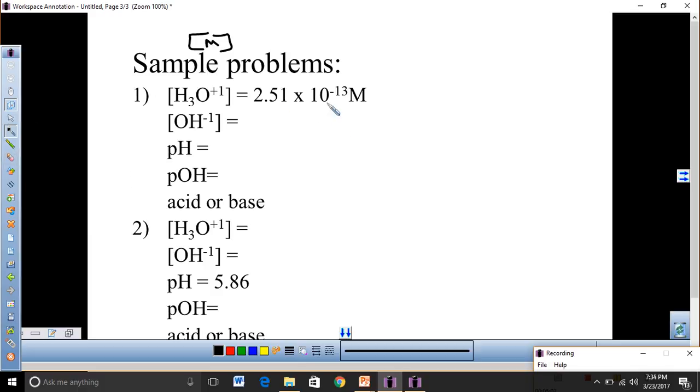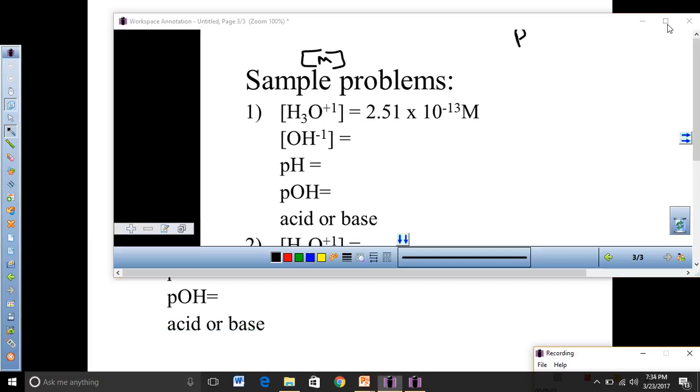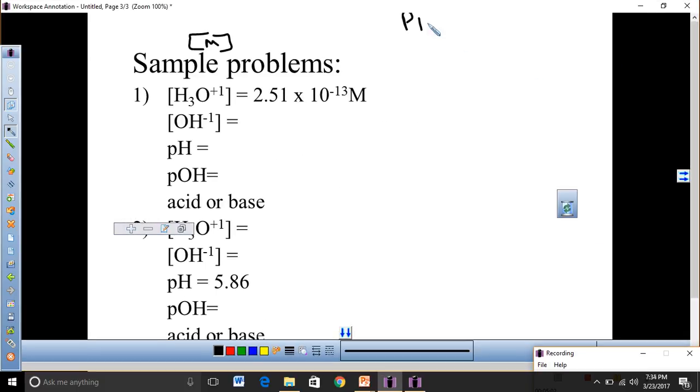So there's only one formula that has that, and that is the pH. pH equals the negative log of 2.51 times 10 to the negative 13th power. So we're going to type that in just like that. You're going to hit negative. You're going to hit the LOG button on the calculator. And then you're going to put in 2.51 times 10 to the negative 13. So you're not going to do anything with the unit.